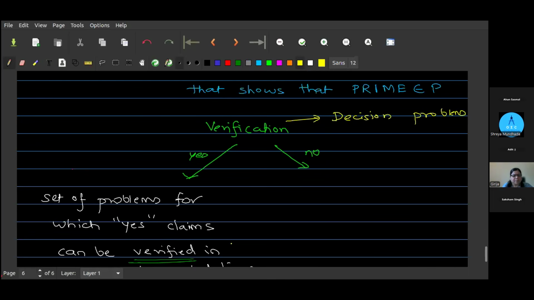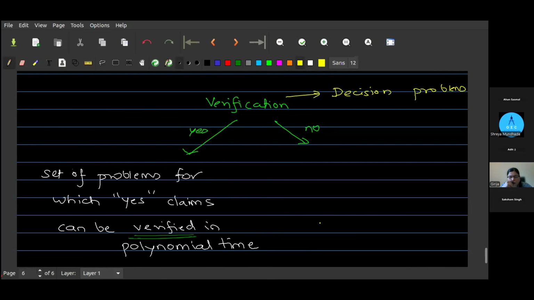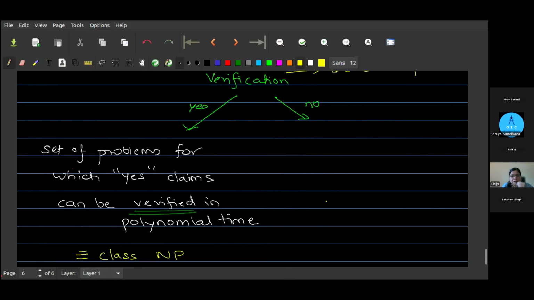Aren't these two bijective? Which two? Yes and no. Are you trying to say that if we have a polynomial time verification for yes, then there is a polynomial time verification for no, and vice versa? If there is a problem whose yes claim can be verified, then there is a problem whose no claim can be verified. Oh, okay. And what is that problem? Just the complement of that.